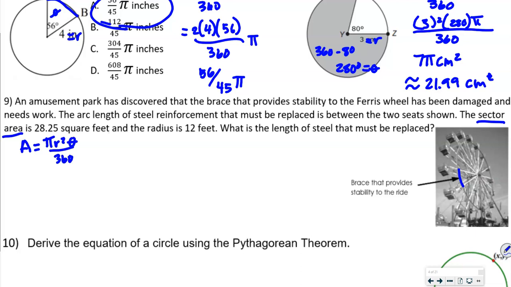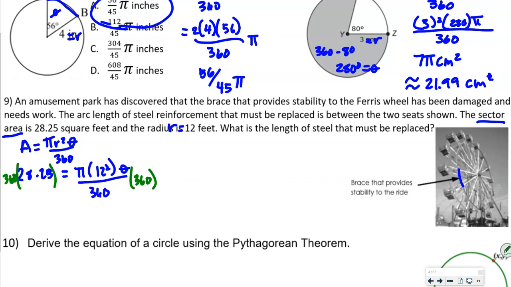Okay, so we know that that area is 28.25, and this is our radius, right? So that's going to be equal to pi times 12 squared times theta divided by 360. Okay, so we need to go ahead and solve this. So what I'm going to do is I'm going to multiply both sides by 360.